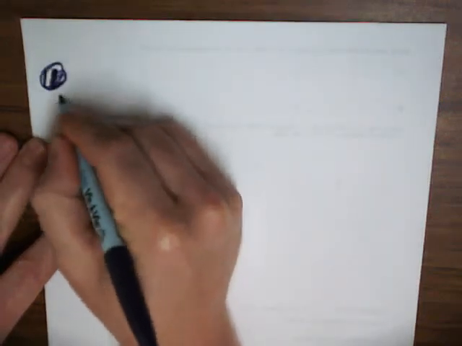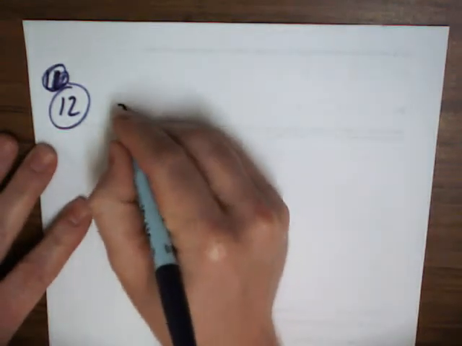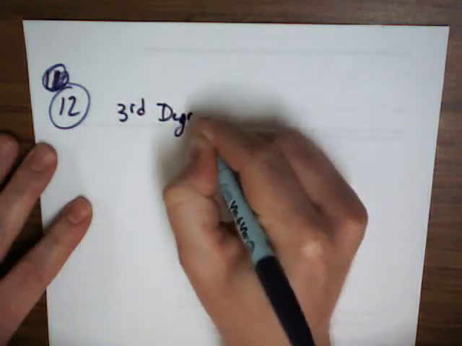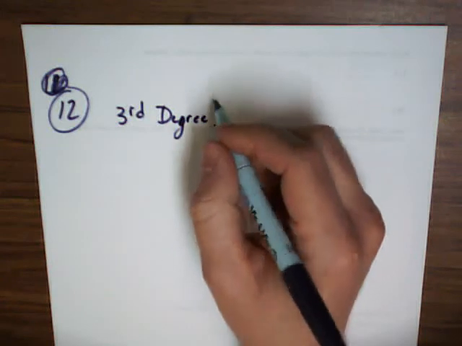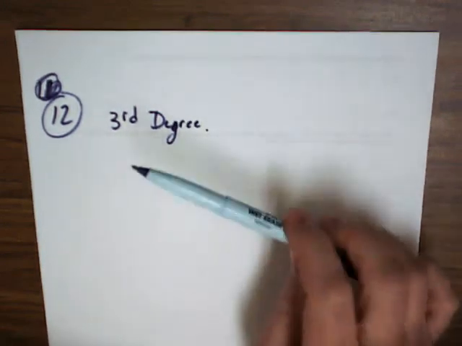This question is number 12 on our review, so I should write the number 12 instead of 11. And it says that it is third degree. Actually, I should say what it actually says. Okay. Construct a polynomial with these stated properties. So we got to come up with a polynomial. Anything in the world, it can look like anything. It just has to make sure that it's third degree.